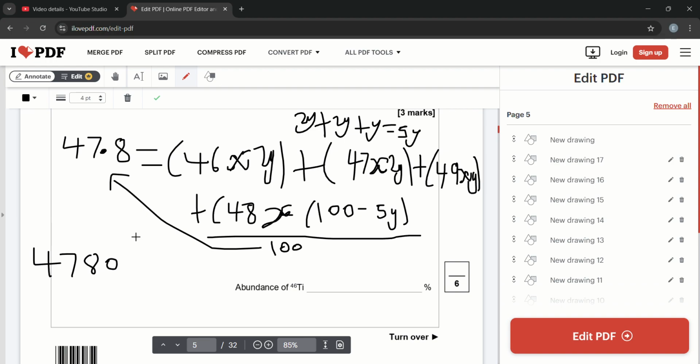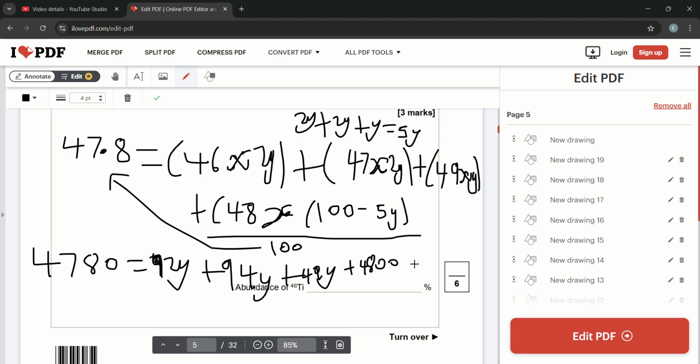4780, just times by 100, equals 46 times by 2y, 46 times by 2, 92y, plus 47 times by 2, 94y, plus 49y, plus, that's 48 times 100, so 4800, 48 times by minus 5, minus 240y.